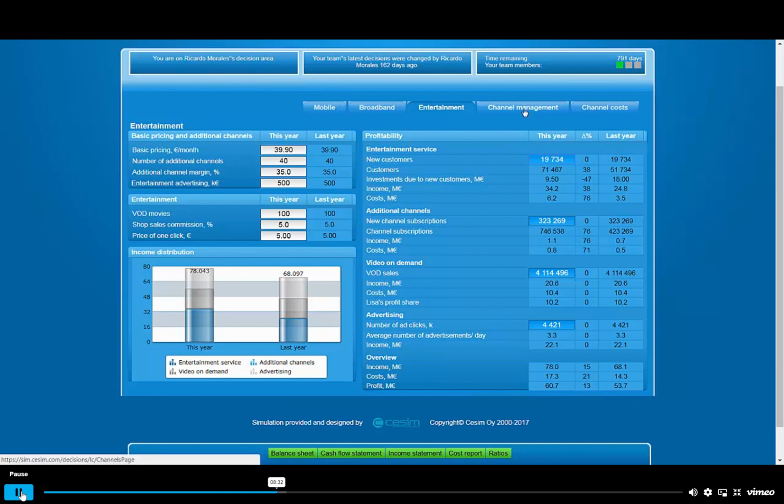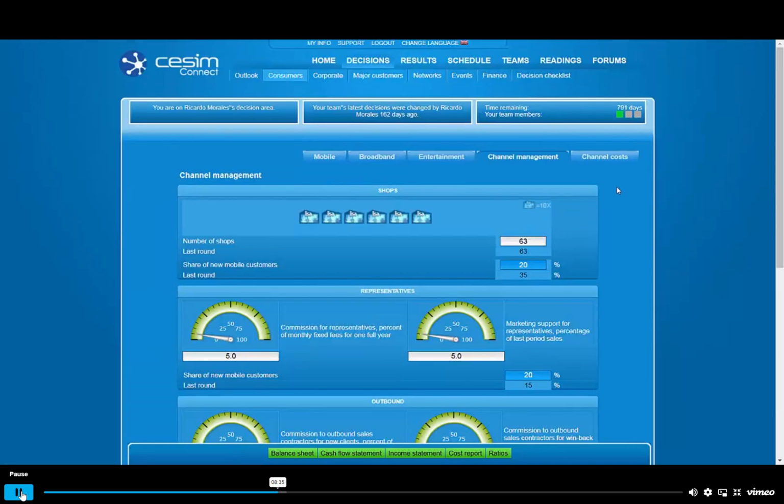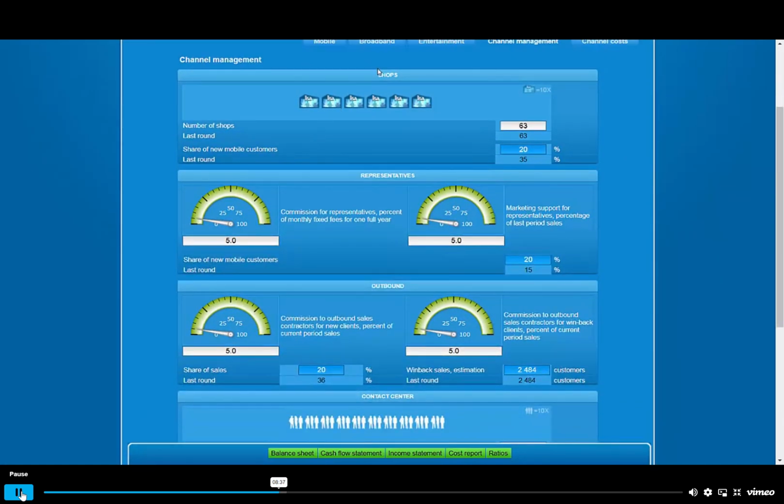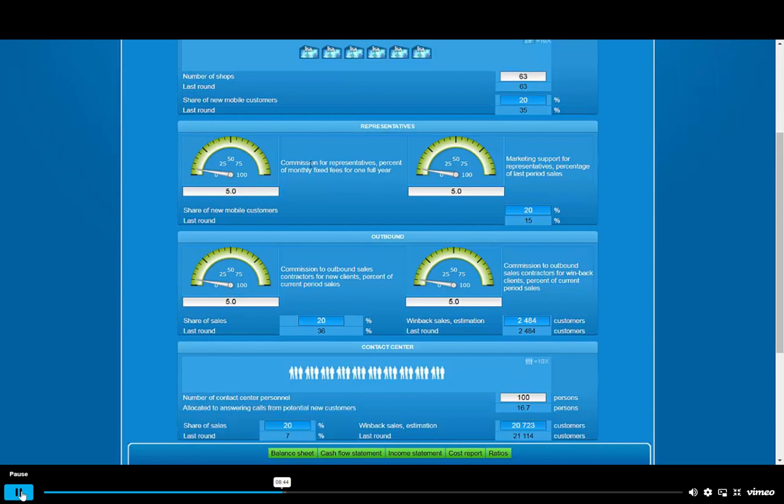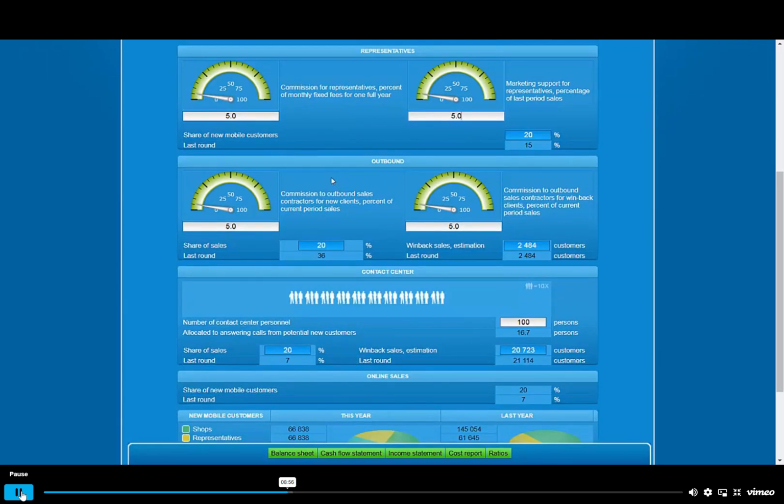Now we move on to the channel management section, and here we have 5 different channels. We have the shops, and we decide the number of shops that we want to have. Then we have our representatives, and for the representatives we decide the commission, and then we decide the amount of marketing support that we want to give them to incentivize them. Then we have the outbound sales machines, and for them we again decide the commission, and then we give them another commission for the win-back sales.